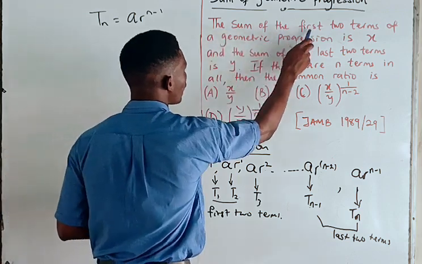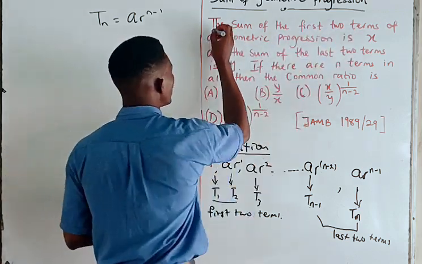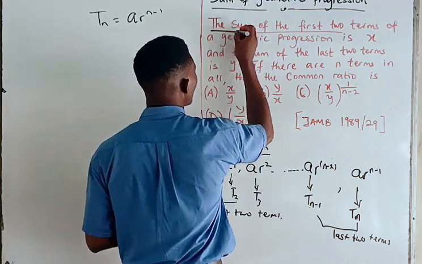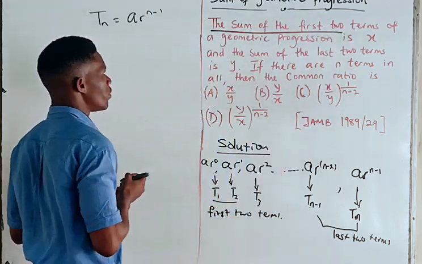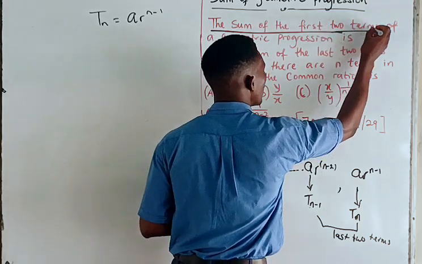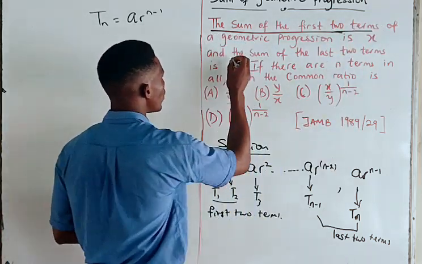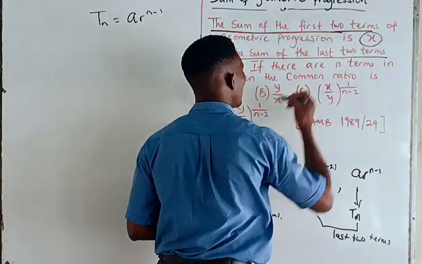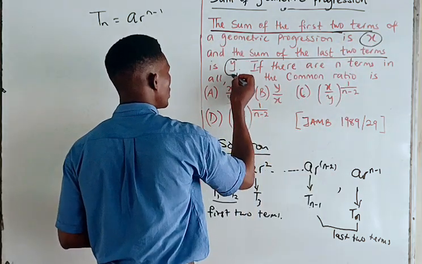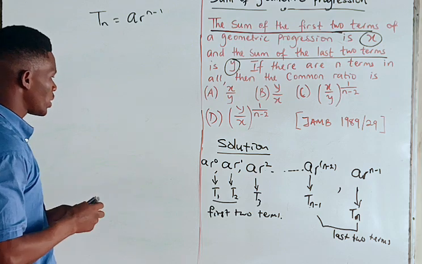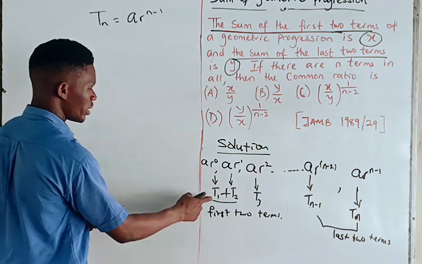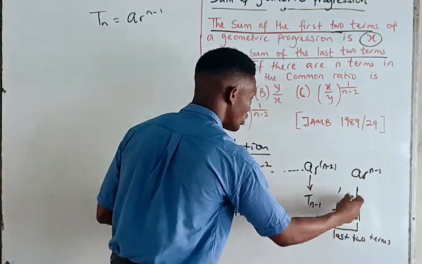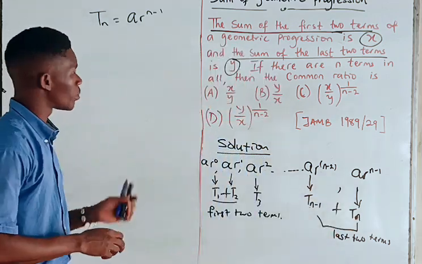See, the sum of the first two terms. In fact, I'm supposed to use a black pen. The sum of the first two terms, and we also have the sum of the last two terms. So this one is x, and this one is y. That means when we add T1 plus T2, it gives x, and when we add these, it gives y. So let's do that here now.